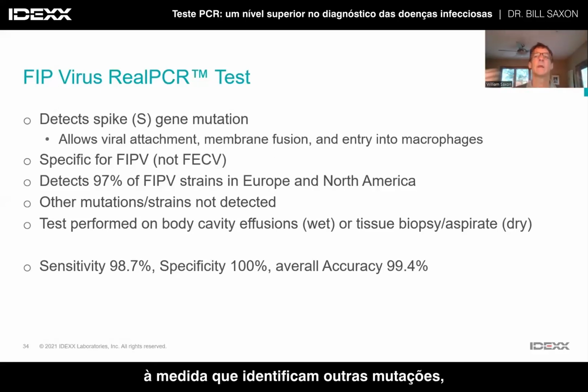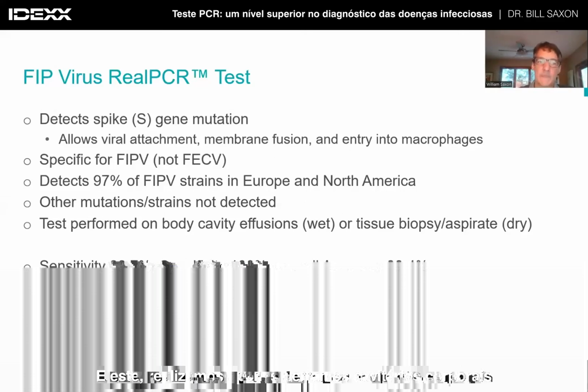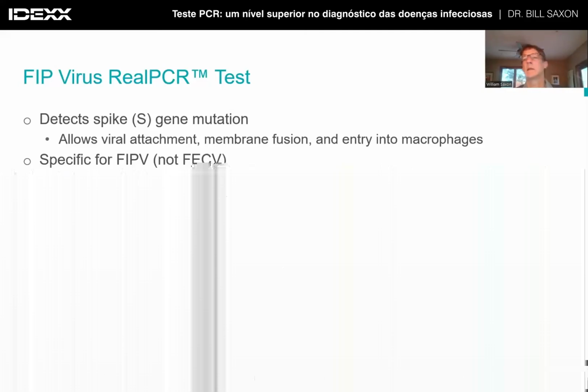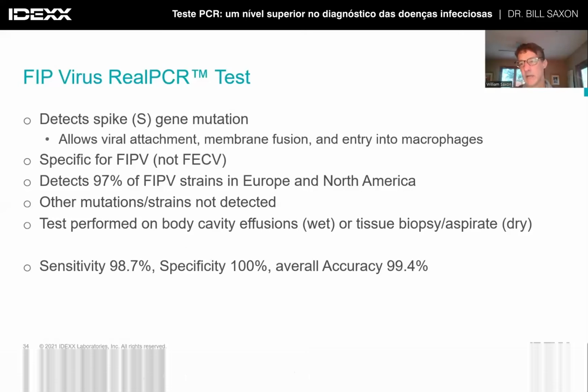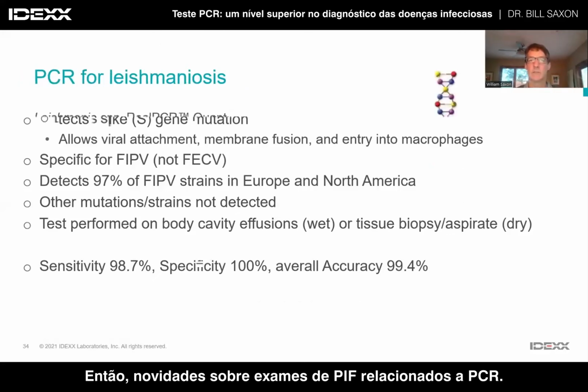but over time, as other mutations are identified, additional FIP PCR tests or expanded mutation detection will be possible, allowing us to detect these other strains. So we now have a PCR test that can help us confirm the diagnosis of FIP. And this one, we perform it only on body cavity effusions in the wet form or tissue biopsy or aspirates in the dry form. This is not done on blood. Okay, so that's the news on FIP testing related to PCR.